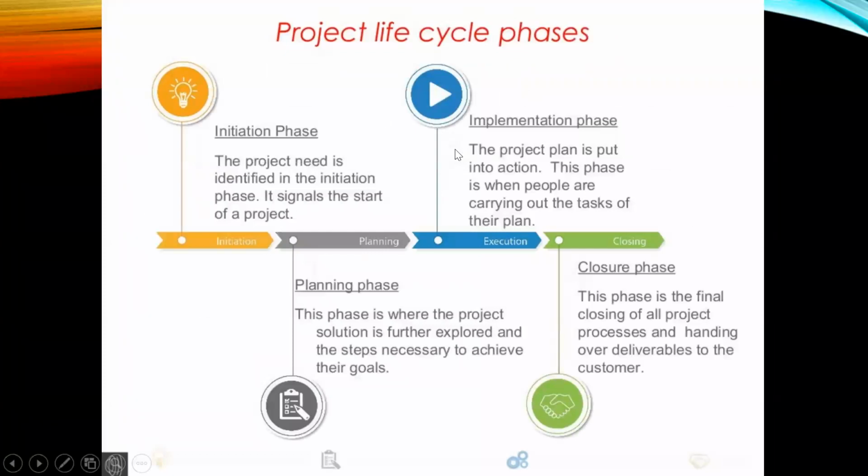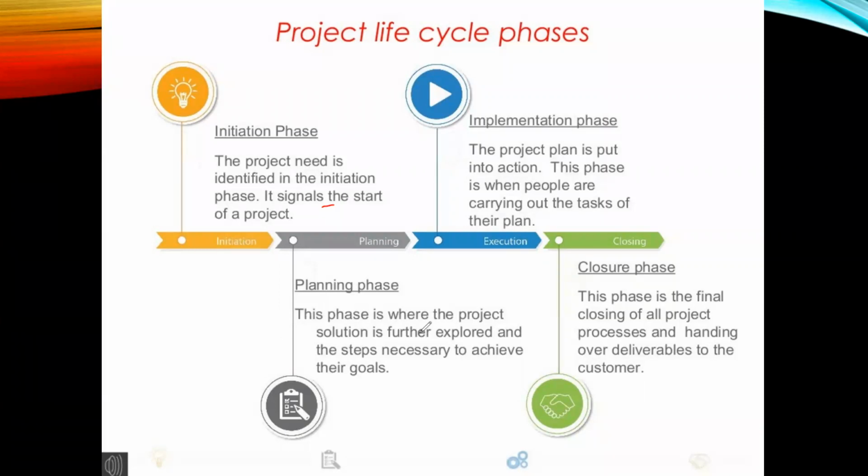More explanation about the 4 phases. The initiation one: the project needs a definition. It needs to be identified in the initiation phase. It signals the start of a project. So this is the first phase that signals that the project has started. This is where the project should be defined for all of the team. They should understand what we are doing and what we are aiming to reach.